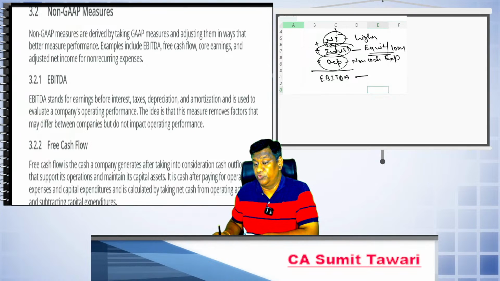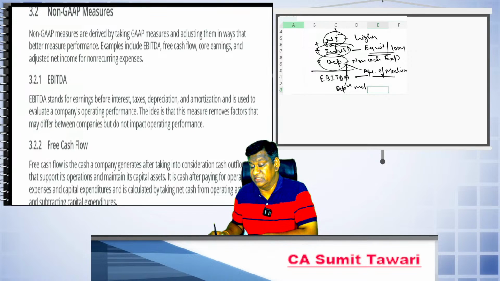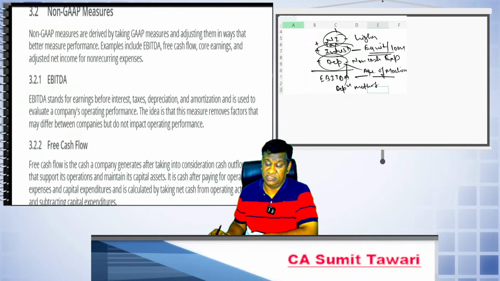Okay, so there are two factors actually. One is basically the age of the machine. We don't know when the competitor bought the machine, so it is not comparable. And the second is the depreciation method used. Someone uses the accelerated method and someone uses the straight line method. Because of that reason, if we consider the depreciation, we cannot compare. So that's why we need to add back again.